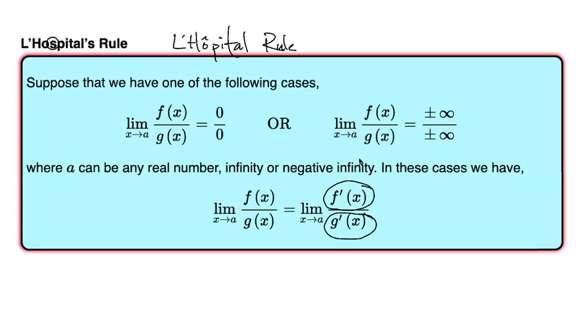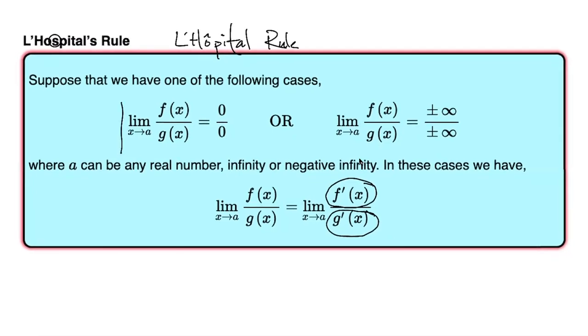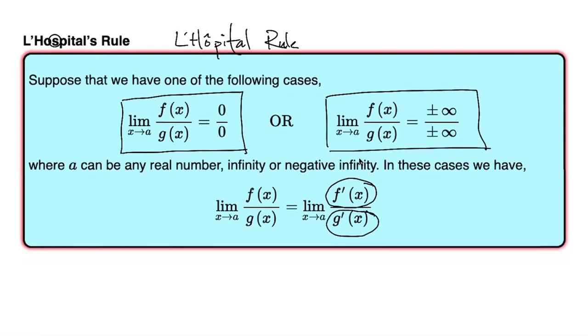But here's the deal. You can only use this rule when you have a 0 over 0 or a plus or minus infinity over plus or minus infinity. If that's not the case, you cannot use this rule, okay? That's something I really want to emphasize, because sometimes we think, oh, we have this rule, I can use it all the time, and that's not always true. So this is for one of our indeterminate forms.